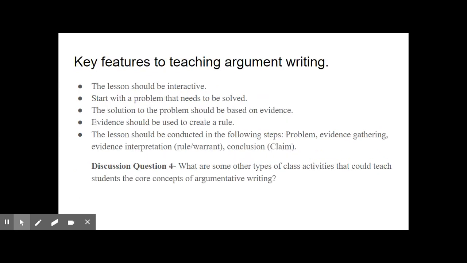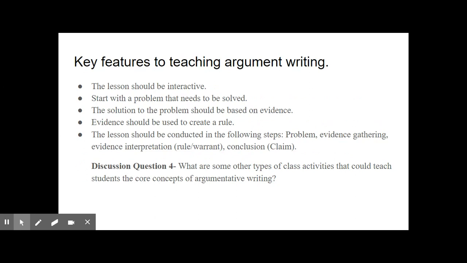So some key features to teaching argumentative writing that go through all 3 of these different types of lessons are: the first one is the lesson needs to be interactive. You don't want your students just sitting there and watching you or listening to you teach to them. You want them to be a big part of this. Creating an argument involves a lot of thinking and working through things. So the students need to be involved at least in a class discussion, preferably going and doing stuff, looking at a picture, conducting interviews, stuff like that.